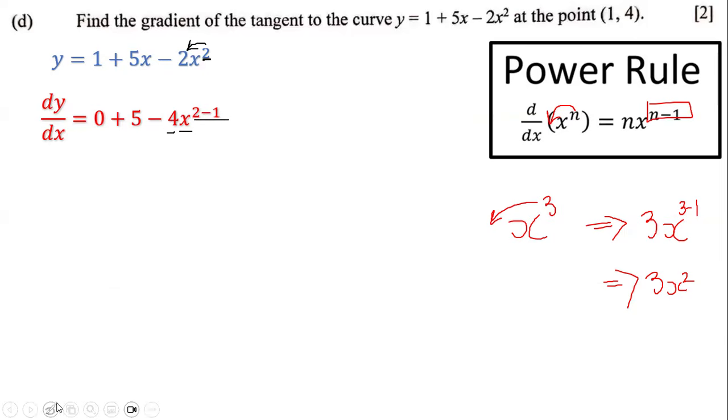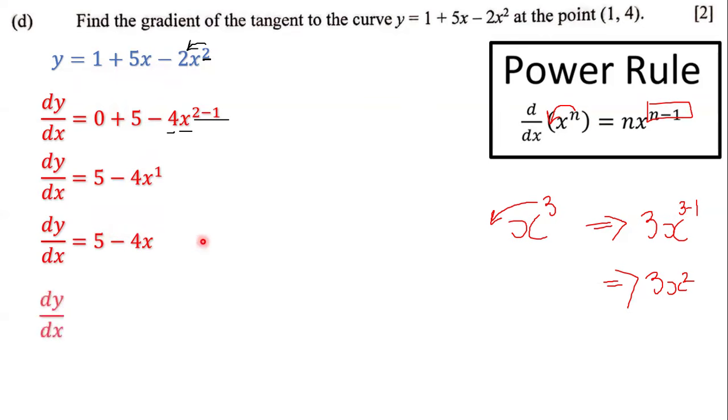But when we bring it down, we have to multiply it by the 2 that's already there. So we say 2 times 2, which gives us 4. Then we take x and we raise it to the power of 2 minus 1. Now, what is 2 minus 1? Well, 2 minus 1 is simply 1. And so we have 0 plus 5, which is still 5. And we have negative 4x raised to the power of 1, which is just going to be 4x. All right, negative 4x. And so the derivative of y is equal to 1 plus 5x minus 2x squared is equal to 5 minus 4x.